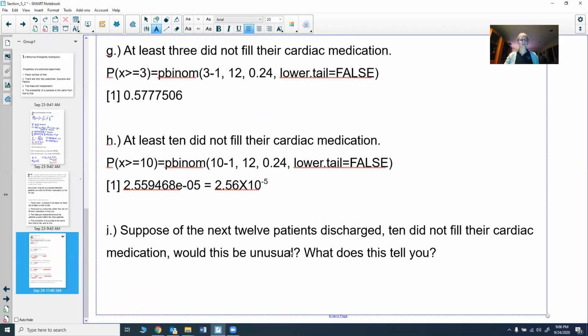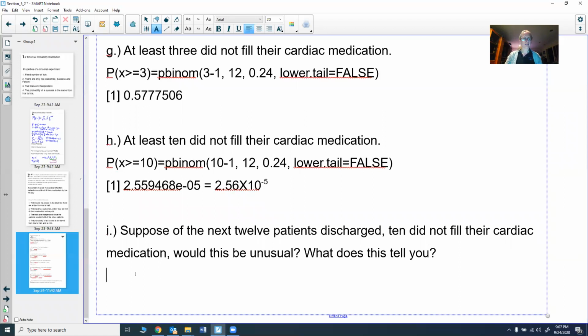So now the last question I'm going to ask you, and this is why we do these probability calculations, we can ask these type of questions. Suppose of the next 12 patients discharged, 10 did not fill their cardiac medication. Would this be unusual? And what does this tell you? So we know that probability already because we calculated here. At least 10, the probability was really, really small, 2.56 times 10 to the negative 5th.